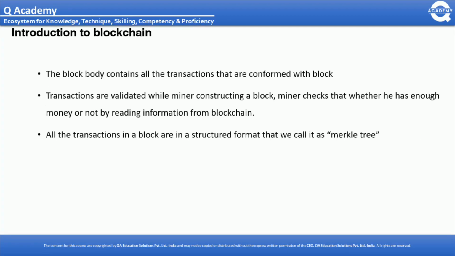Block body. The block body contains all the transactions that are confirmed with the block. Transactions are validated while the miner is constructing a block. The miner checks whether he has enough money or not by reading information from the blockchain. All the transactions in a block are in a structured format that we call a Merkle tree.